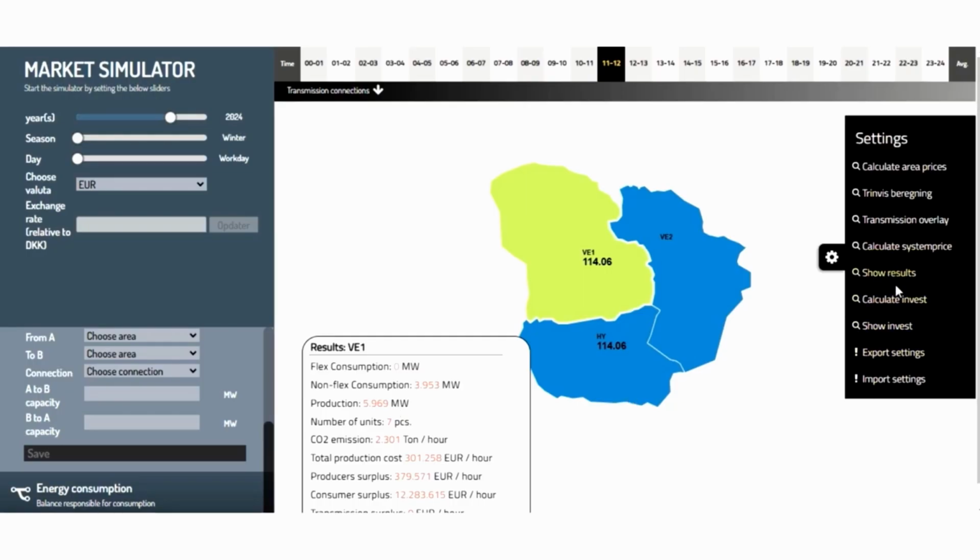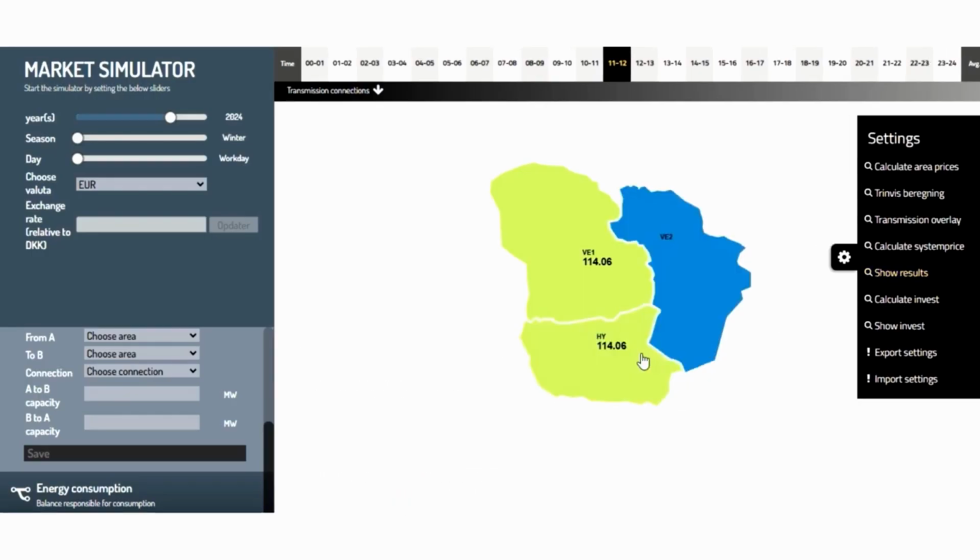I will show you this here, show results. And then I choose the V1HI connection. And then I say now I will say 2014 megawatt in one direction and 2014 in the other direction. And then I do a calculation here.